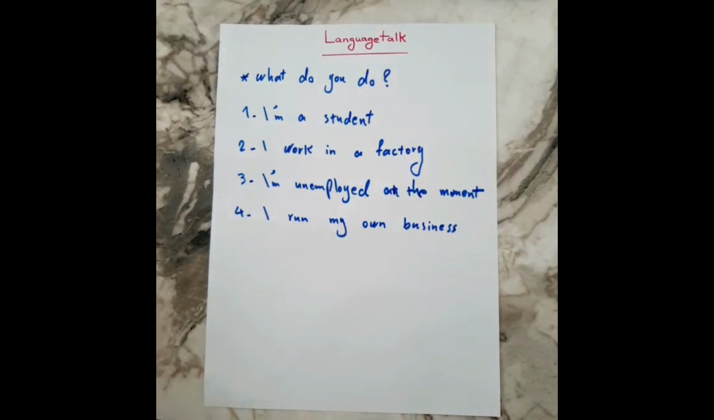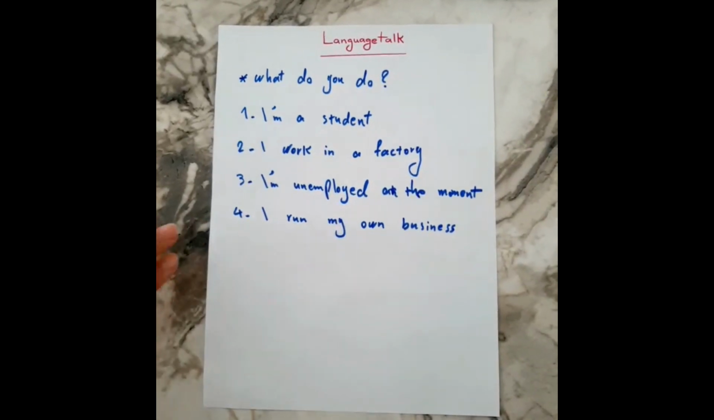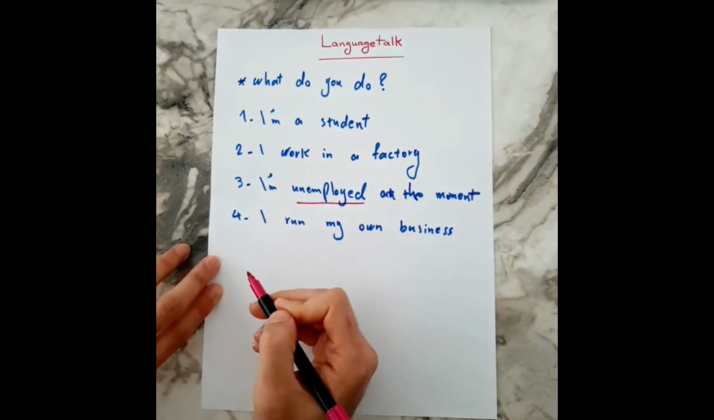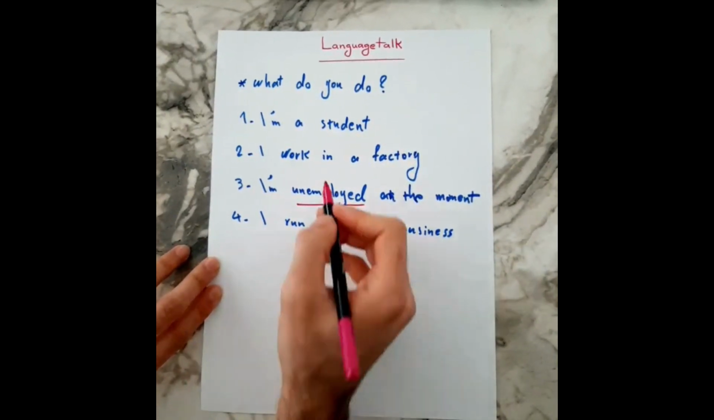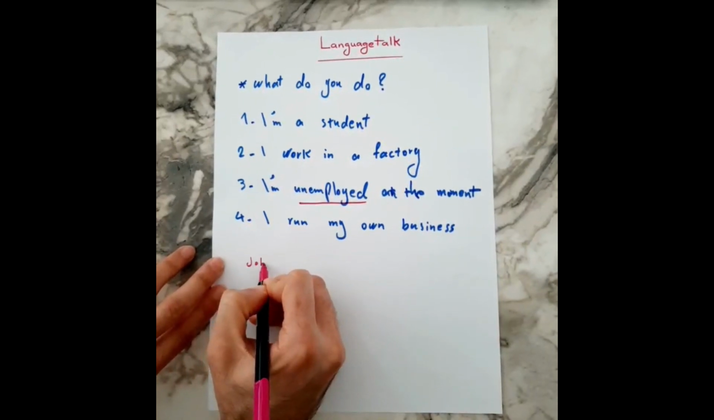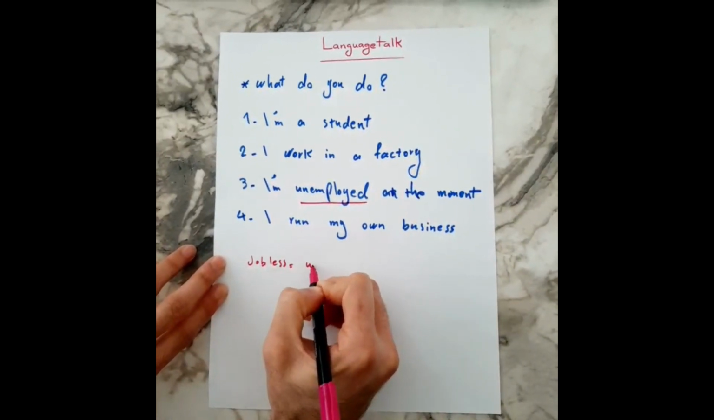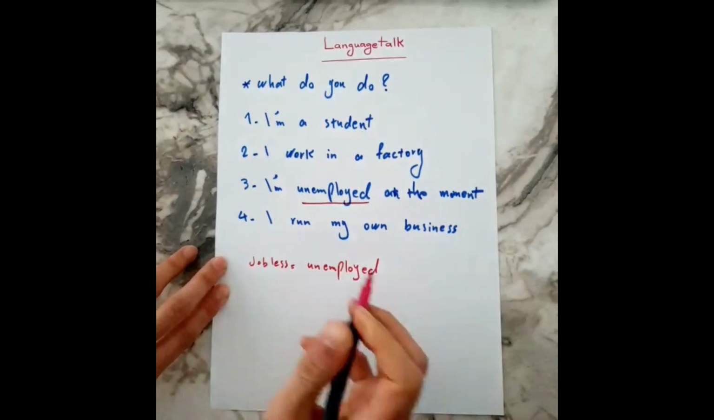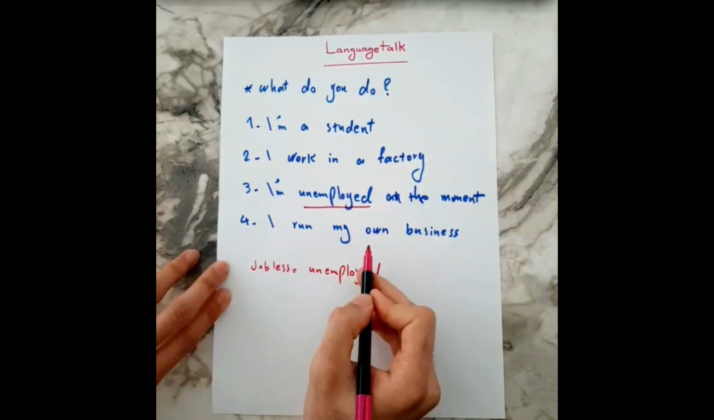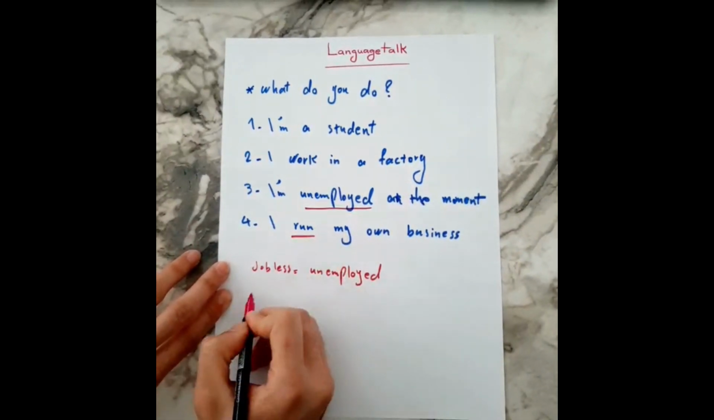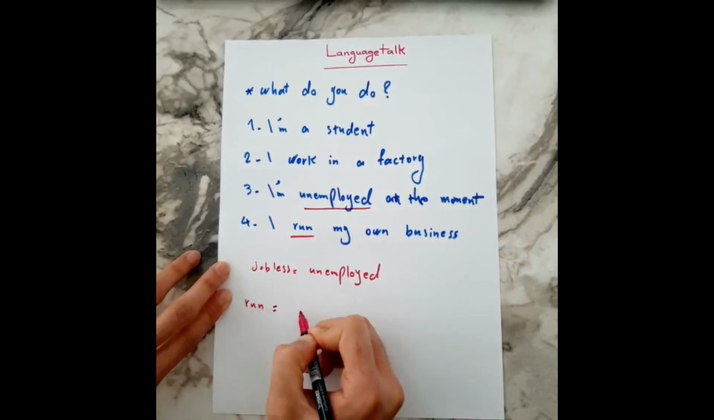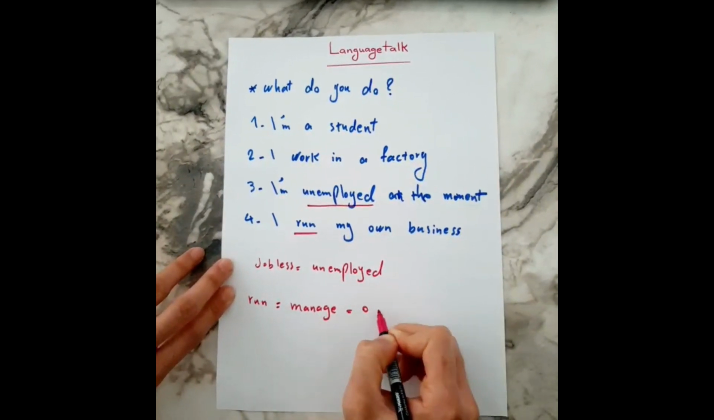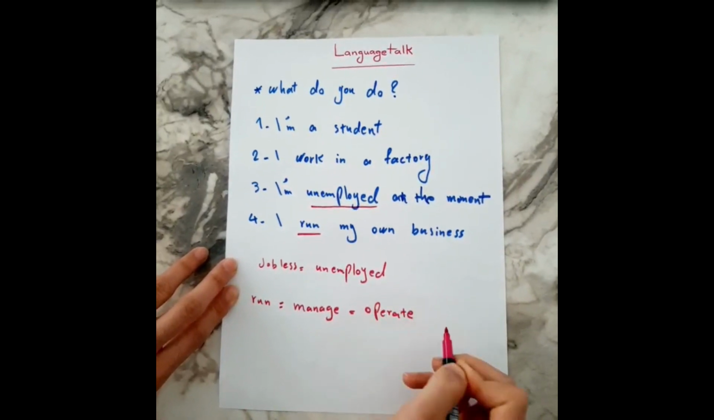Okay, there are some tips here you must learn. For example, I'm unemployed means I'm jobless. I don't have a job. Or I run my own company or my own business means run here means to manage or operate my own company.